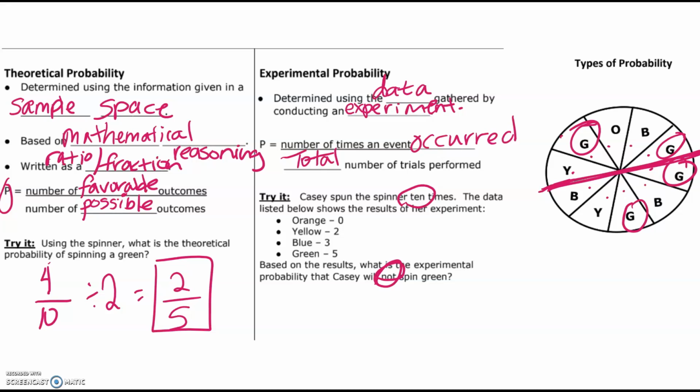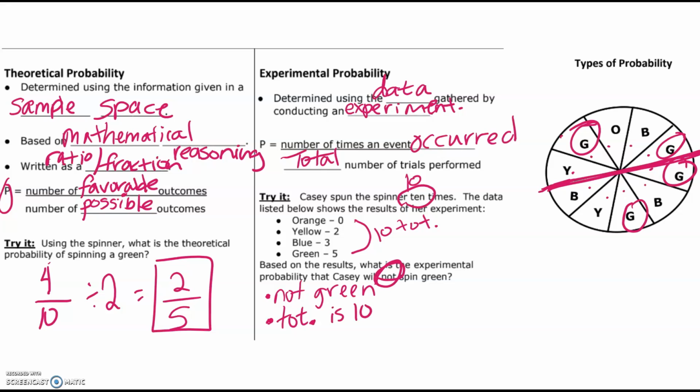So what I recommend that you do every time you work one of these is pull out the information that we're really using here. We need not green. Okay, that's important. Also, let's go ahead and find our total. Well, up here it said 10 times, or if you add these together, you get 10 total also. All right, so we know that our total is 10. So let's figure this out.